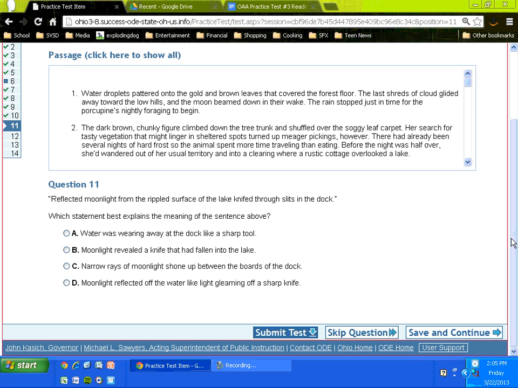Reflected moonlight from the rippled surface of the lake knifed through slits in the dock. Which statement best explains the meaning of the sentence above? You know, you can rush into the answers, but let's not rush there until we understand the question.